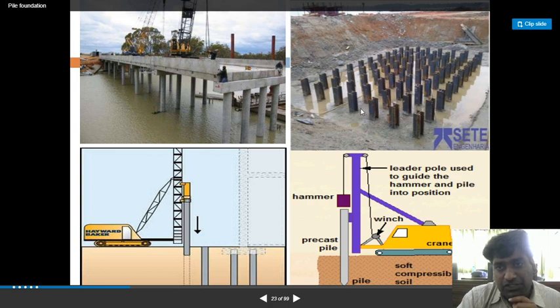This is an example of sheet piles. Sheet piles are driven in this way. So this is the mechanism of driving the pile. In this figure you can see how the piles are being driven. This leader pole is used to guide the hammer and pile into position. There is a winch, crane, soft soil under compression. Precast piles are driven by hammers.